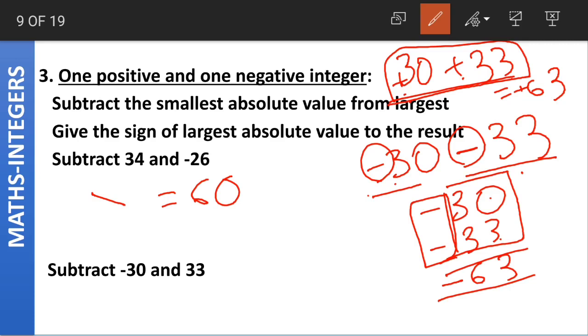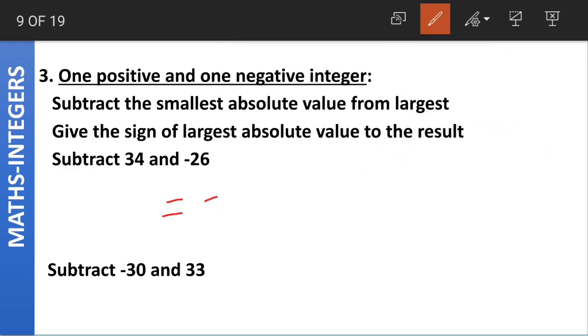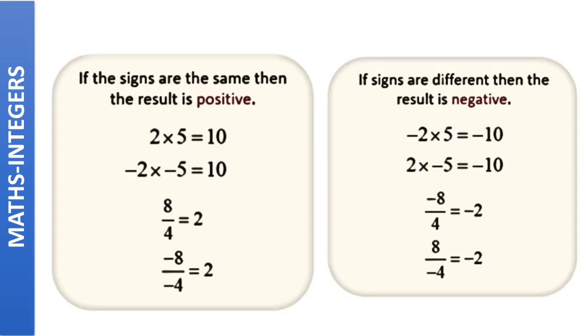Is it clear? Minus 30 minus 33, both the integers have the same signs, so we add both their absolute values, and the sign which is carried by both the integers is placed for the result as well. So minus 30 minus 33 is equal to minus 63. The answer is minus 63. Is it clear, class? The same rules apply to both addition and subtraction.